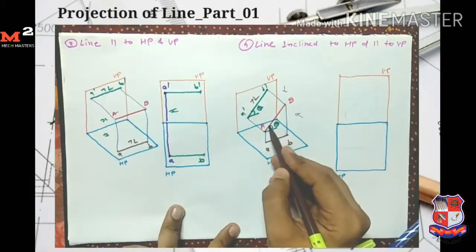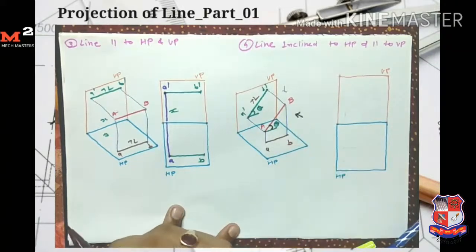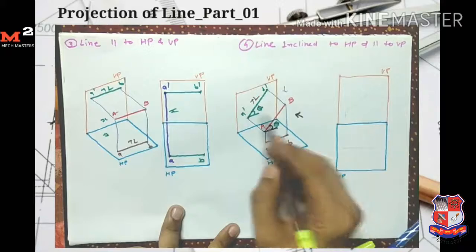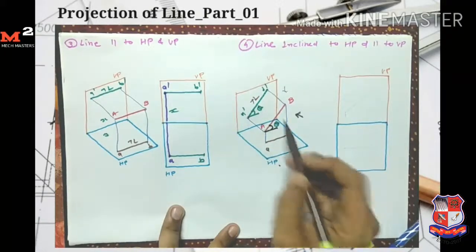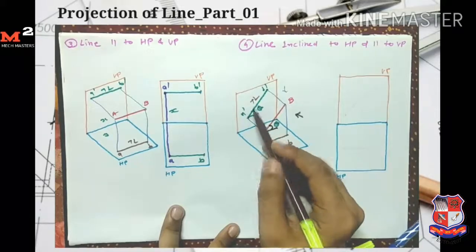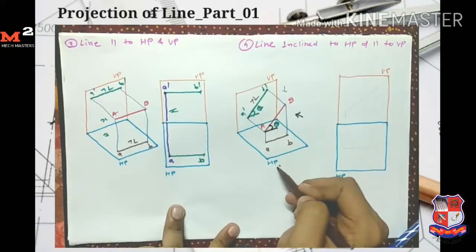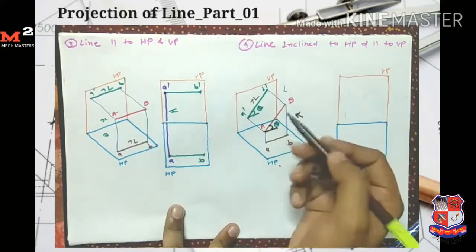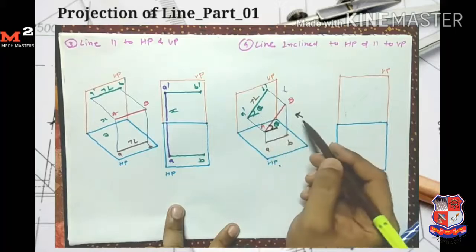But we see this angle theta when we see the line from the front view. So we represent this angle theta on the vertical plane. Here the line makes an angle with HP, but we represent it on the vertical plane. So this point is important. Note down that the line is making an angle with HP, but we represented it on the vertical plane, because we see this angle from the front.